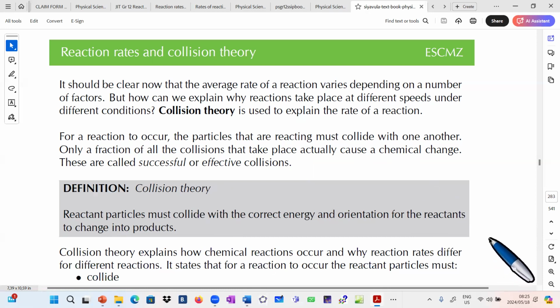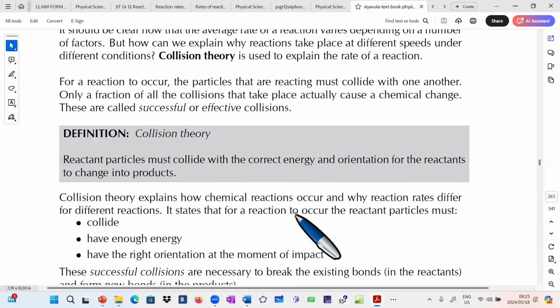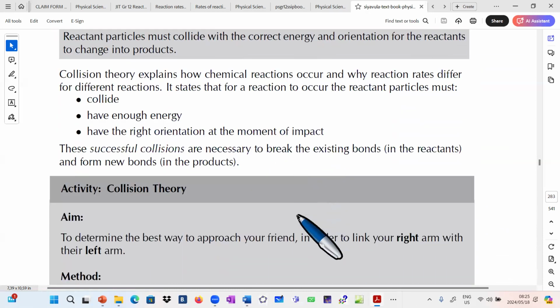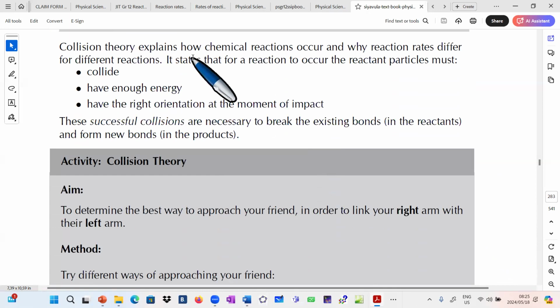These are the things we need to understand as the basics. But I want us to look at the notion of the collision. Collision theory explains how chemical reactions occur and why reaction rates differ for different reactions.